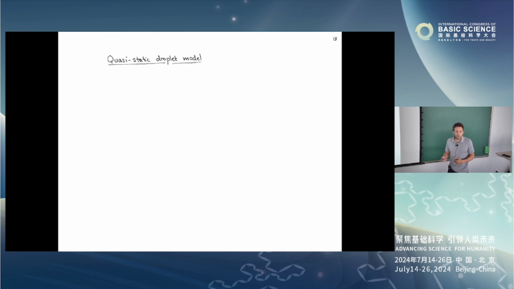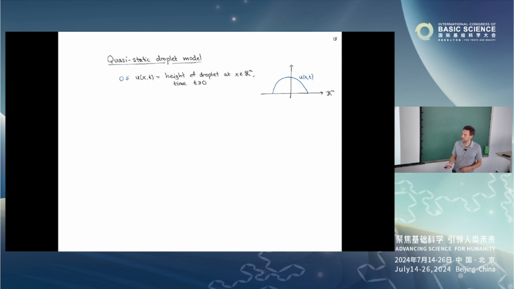Okay, so I want to move on to my third example, which is rather different, and this is the so-called quasi-static droplet model. Here, I'm going to take a function u of x, t, and this is going to represent the height of a liquid droplet at a point x in R^n at some time t. And of course, since it's a height, it's going to be bigger than or equal to 0. Suppose it looks something like this. And the question is, how does the shape of the droplet change over time? So this is the model.